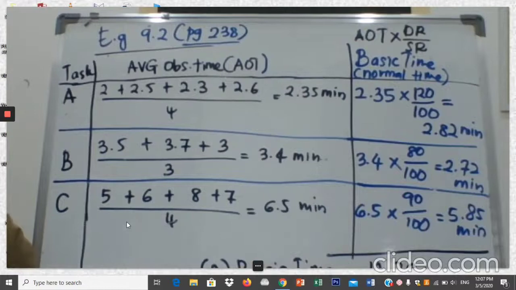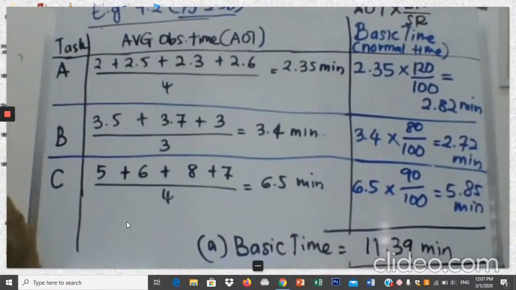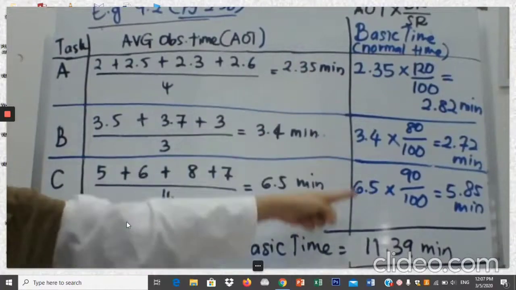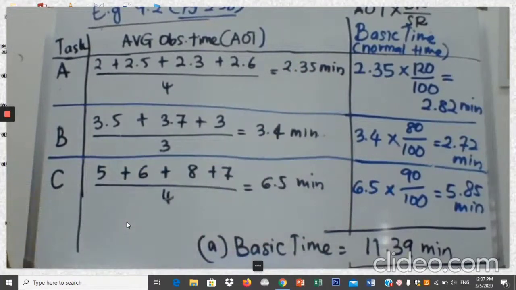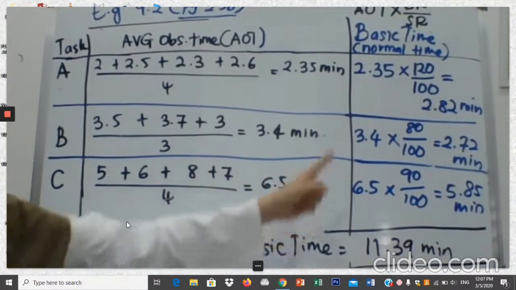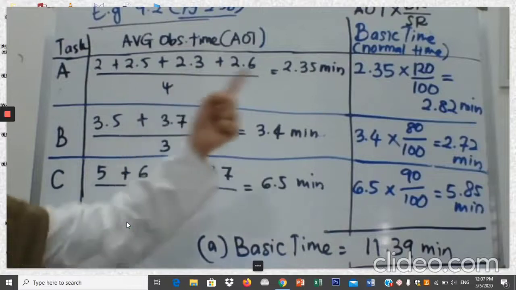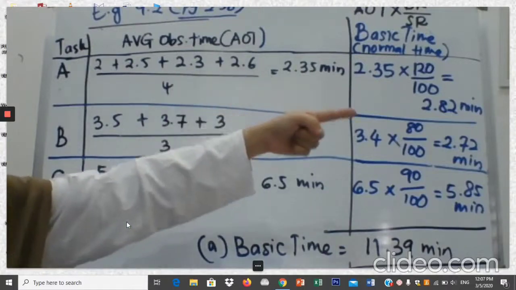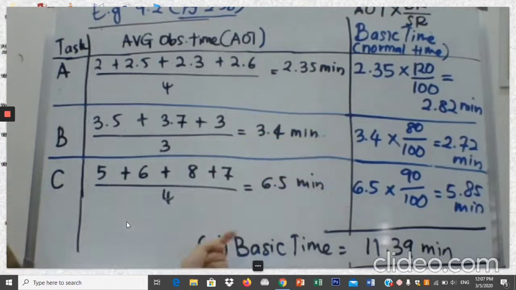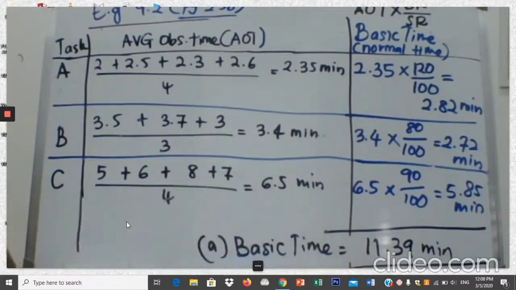So to answer question A, for the basic time, you cannot just calculate the basic time according to task like this. You have to calculate according to task, but to answer, you have to total up all the basic times for all the tasks, A, B until C. So the answer for question A is the total of everything. It equals 11.39 minutes.